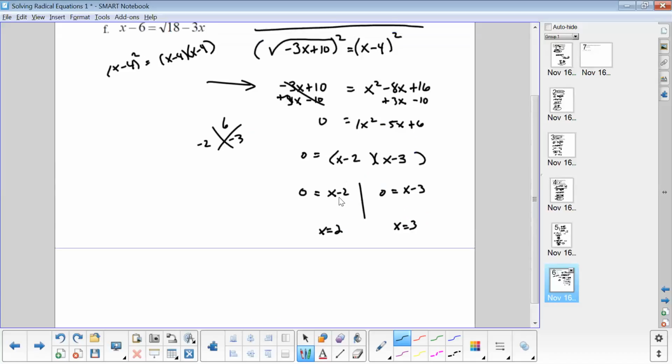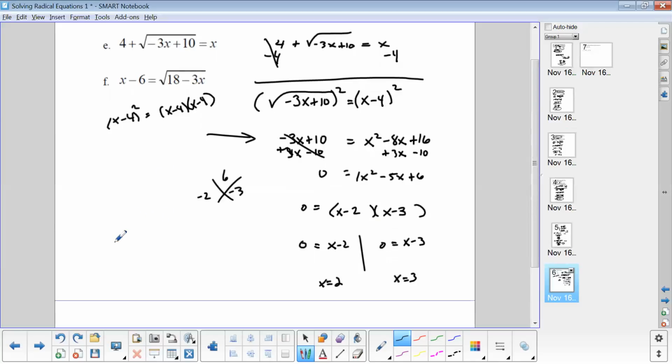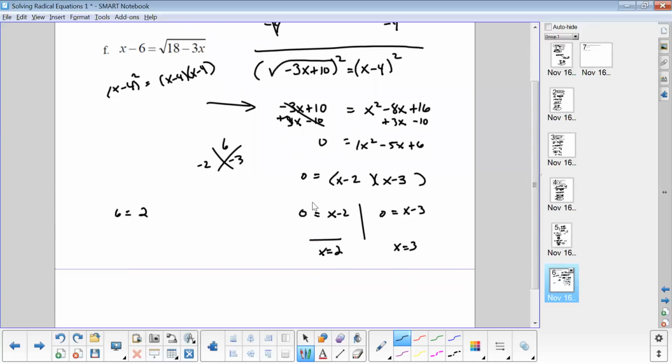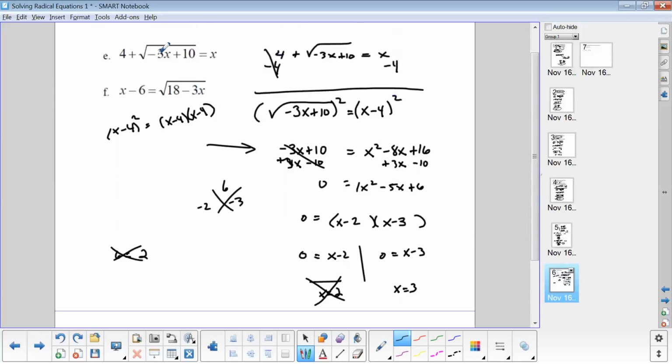So I just want to check those. I want to make sure that those work. So -3 times 2 is -6. -6 plus 10 is 4. And the square root of 4 is 2. And 2 plus 4 gives me 6. But notice that I substituted in for x was 2. So that one doesn't work. This one would be an extraneous solution.